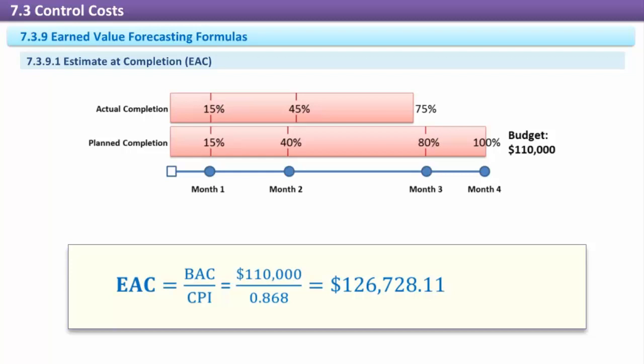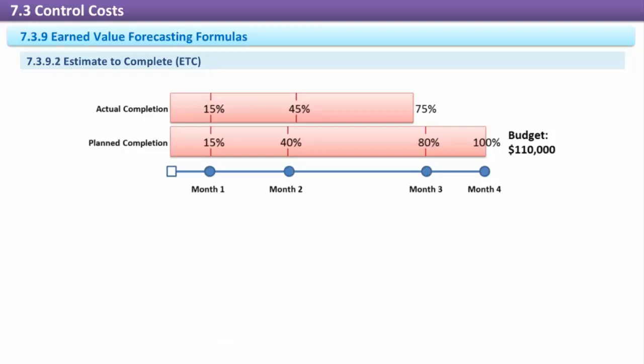EAC = $110,000 / 0.868. EAC = $126,728.11. This tells us that when our project is completed, its total cost will be just under $127,000. Estimate to complete, ETC. The estimate to complete (ETC) formula forecasts how much more money will be required to finish the project.